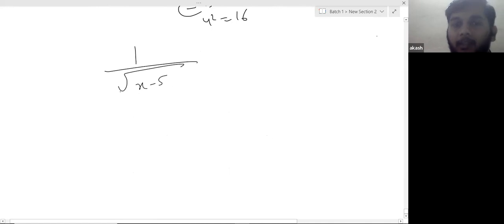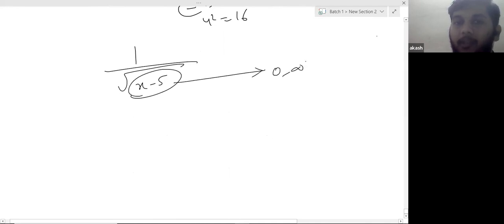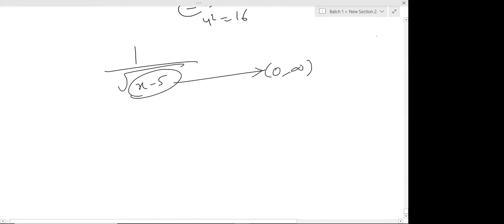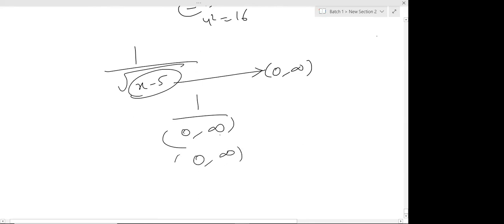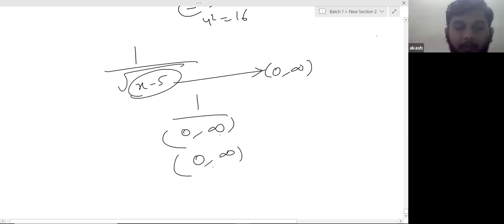Or you can find this range directly also. See, we just found out that the minimum value of this is 0, under root this is 0 to infinite, right? So 1 upon 0 to infinite. This will be minimum when the value is infinite, so 0, maximum when it is 0, so infinite, open brackets, right? We can take the estimation like this also.